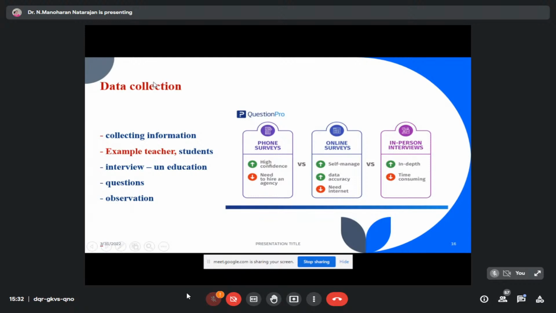It may be a sample or the entire. No, it should be an entire process. A huge amount of data has to be collected before the process is started. So data collection should be there. For example, we are collecting data from the students. What will you do?